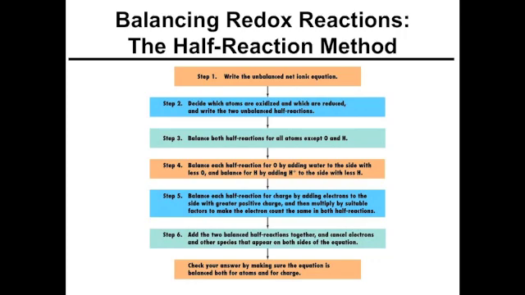Occasionally what we have to do is multiply one or both of the half reactions by some coefficient in order to get the number of electrons to be equal. So we'll show you how to do that in just a minute. Once we have the charges balanced, then we move to step 6. We add the 2 half reactions together to get an overall balanced equation. And occasionally we can cancel some species on the reactant and product side that are the same. Then we can check our answer to be sure that everything is balanced, both the masses and the charges.